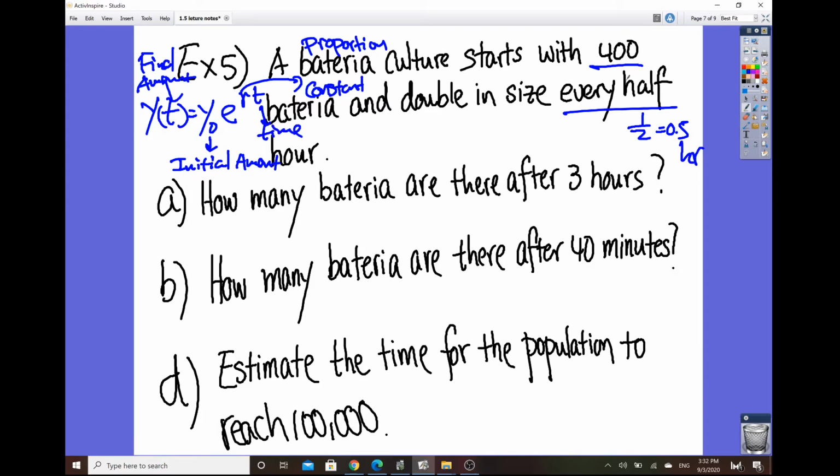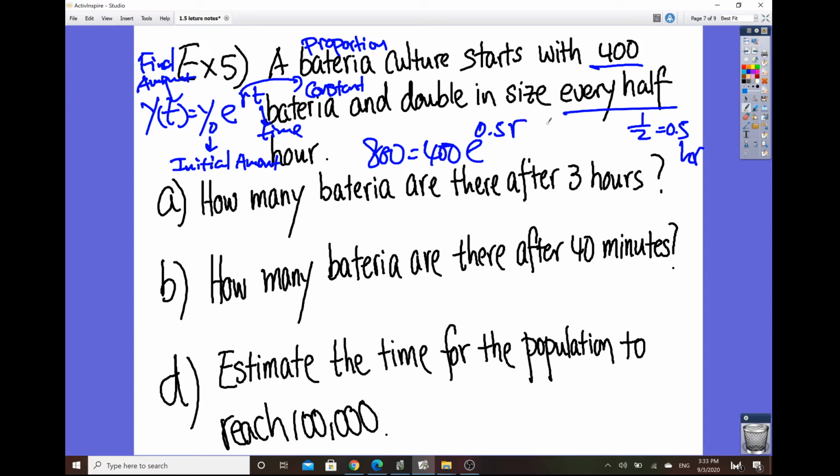Now with the information that we have so far, we can find out the value of r. We do know that 400 is the initial amount, and it doubles in size every half hour. So that means after half an hour, 30 minutes later, the final amount would be 800, because that's double. And then for the rest, you just want to plug in the numbers. Again, r we don't know, so we'll find out. And then the time is 0.5, so 0.5 r, excuse me.